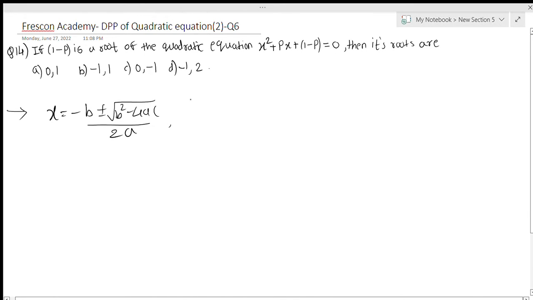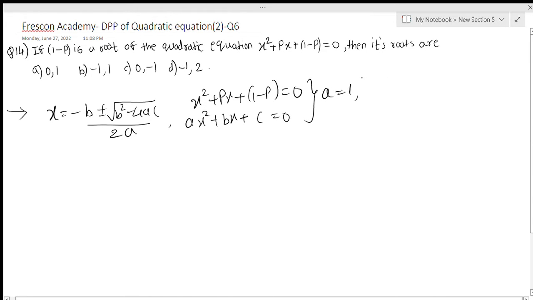By comparing the equation x square plus px plus 1 minus p is equal to 0 with the general form of the quadratic equation, that is ax square plus bx plus c is equal to 0, we get a is equal to 1, b is equal to p, and c is equal to 1 minus p.